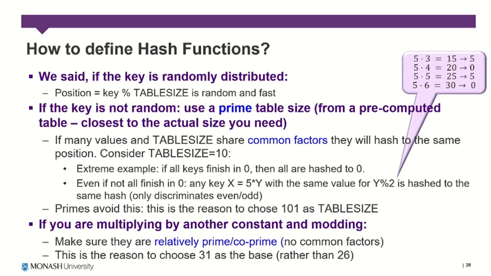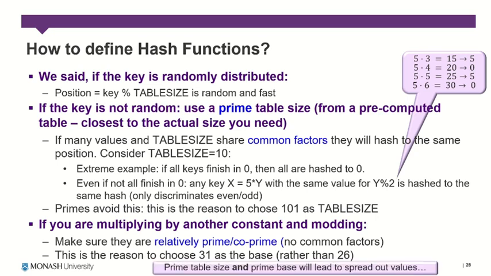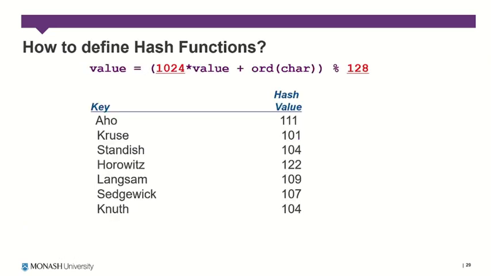So that's why we use primes to avoid this, and that's why we chose 101 as the table size rather than some other number that has common factors. If you are multiplying by another constant, it's best that it's relatively prime or coprime, that it has no common factors. The same reason why we chose 31 earlier as the base rather than using 26.